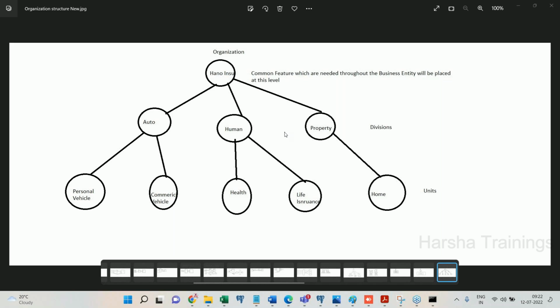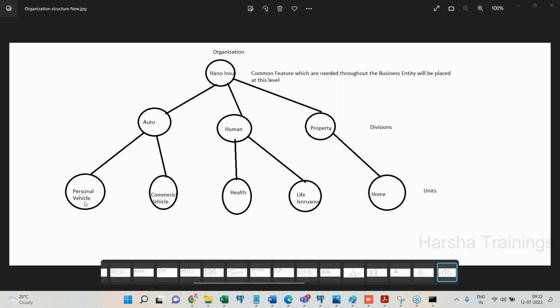You may have pets also if you wanted to add. That's a different thing. And property. Property insurance can be home insurance or maybe any other industry related property insurance, or it can be anything. See, these are divisions. Under each division, I have units.